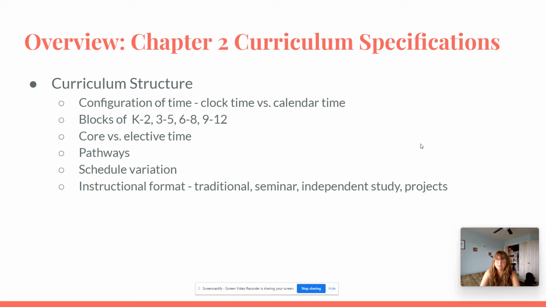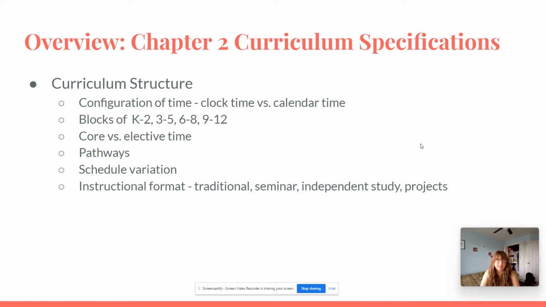And there's a difference between clock time and calendar time. Clock time is going to be more like scheduling and how the day-to-day is going to look. But calendar time is looking on the big scale, like grade level kind of blocks of time.